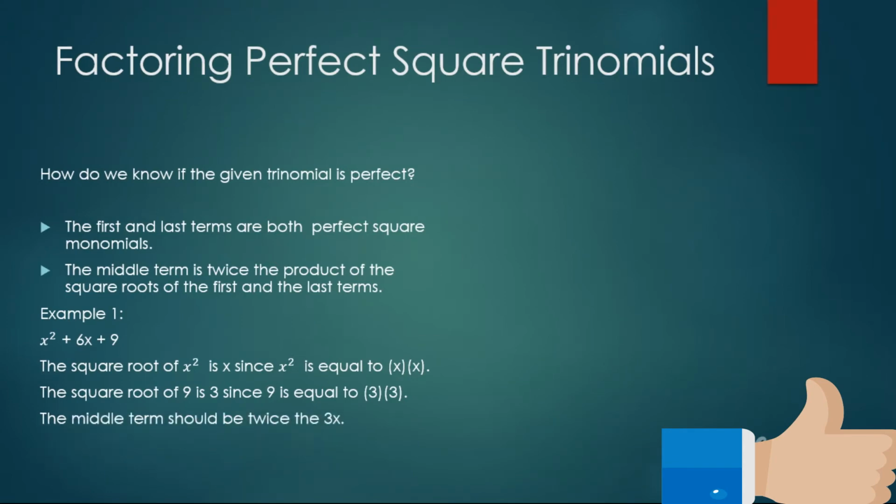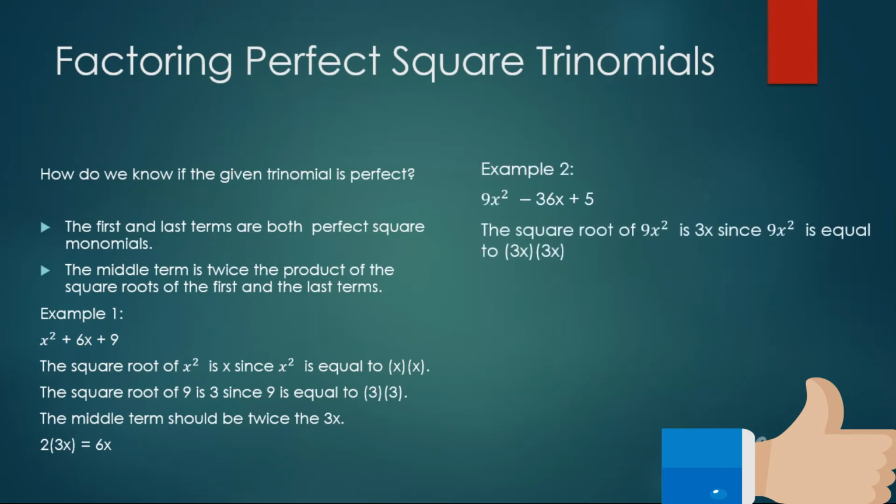And the last condition, the middle term should be twice your 3x. Bakit po twice ng 3x? Kasi po, the square root of your x squared is x and the square root of your 9 is 3. So, dapat po, yung twice 3x is 6x, dapat po yun yung middle term. Since your twice 3x is equal to 6x, we can say that our example number 1 is perfect.